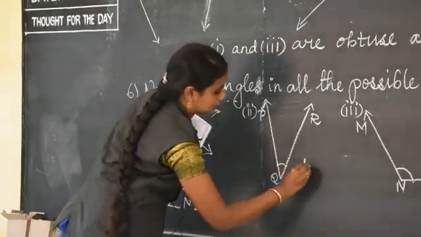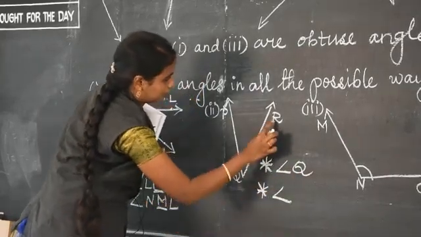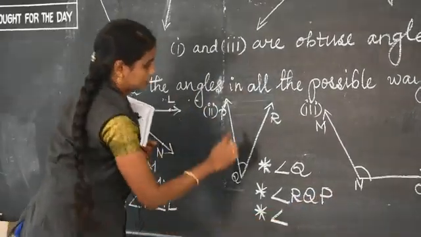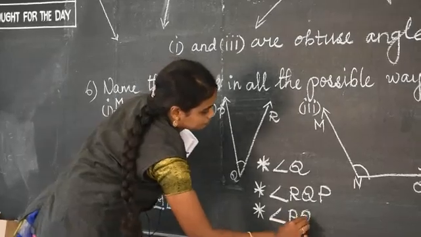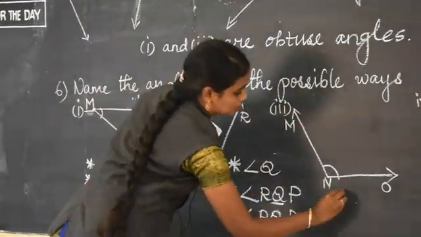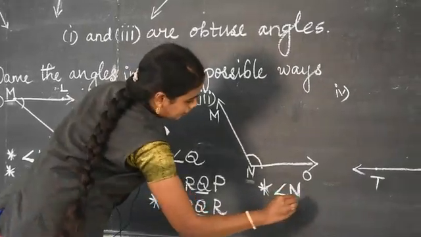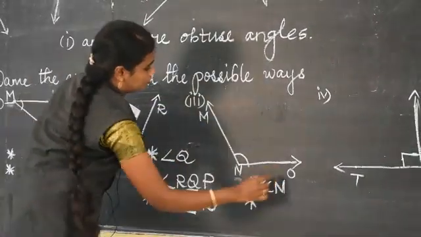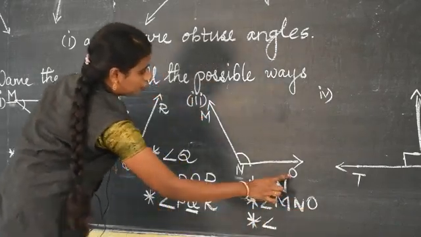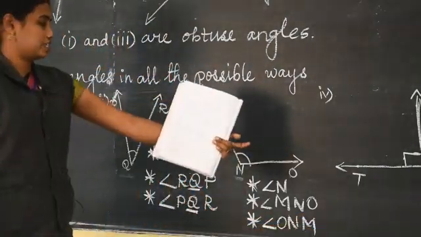Likewise, you can go directly. Where is the angle formed? Q. Angle Q. Next, angle RQP. Next, angle PQR. See here, the middle letter is Q, so your answer is correct. Likewise for option 3 also. Where is the angle formed? N. Angle N. Next, angle MNO. Next, angle ONM.